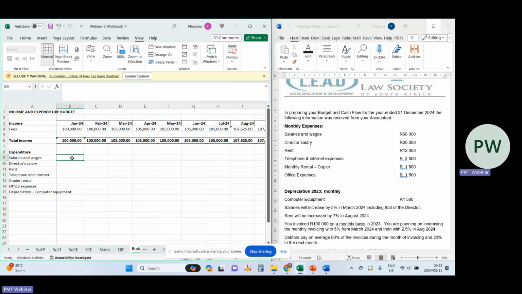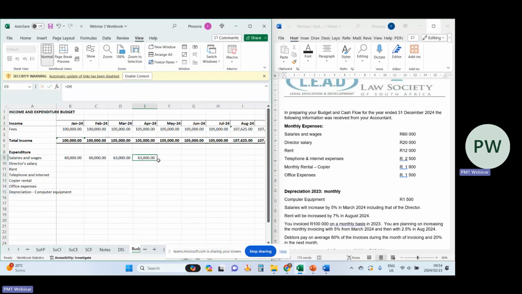So we look at salaries. They say salaries will increase by 5% in March 2024, including that of the director. So which means January, February, we are remaining the same, 60,000, 60,000. And in March, we are increasing by 5%. This plus 5% of that. So which is multiplied by 1.05, like that. So you can do your formulas. 5% of 60,000 is 3,000 plus 60, we get 63. So our salaries going into the future, they're going to be 63,000.